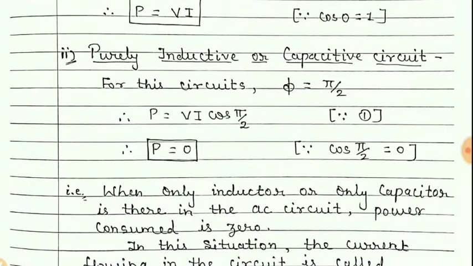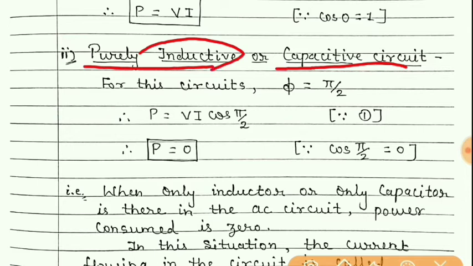Now purely inductive or purely capacitive circuit, means if an inductor is connected to AC source or a capacitor is connected to AC source, then we know that phase difference phi will be pi by 2.